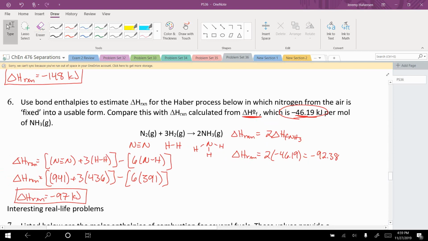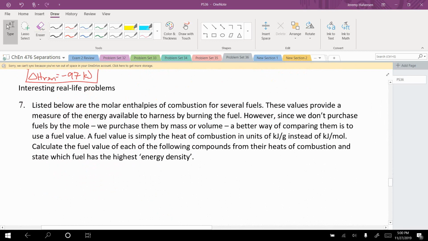So why is this off? Which is more accurate? Bond enthalpies are less accurate. The reason is we say that an N-H bond is 391 kilojoules. Well, an N-H bond in one molecule is going to look different than an N-H bond in a different molecule. So these bond enthalpies are really the average value, the average energy to break an N-H bond. As a result, this value has some error in it compared to this value. So that's why they're not exactly the same, and the delta H of formation values are more accurate than bond enthalpies. All right, interesting real-life problems.